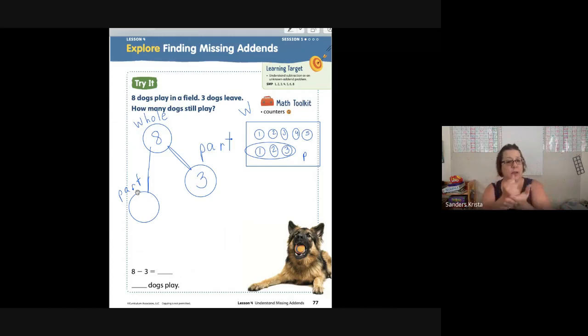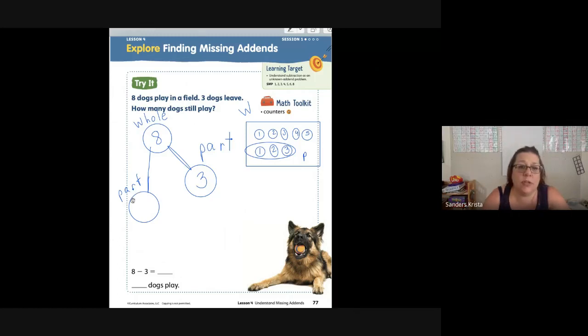Okay, so let's do that with our hands. We're going to start with 3 and count to 8. 3, 4, 5, 6, 7, 8. Let's do that again. 3, 4, 5, 6, 7, 8. So there are still 5 dogs playing. If I add 5 and 3, my total is 8. These are the 3 that went away, and these are the 5 that stayed.